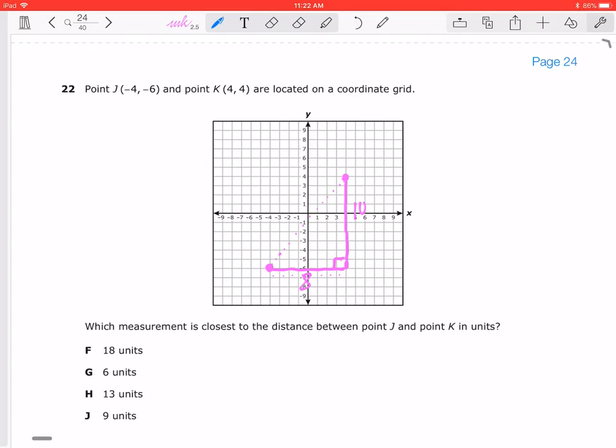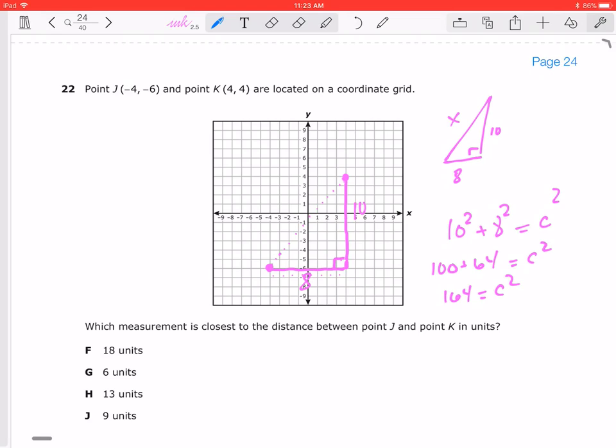These straight lines here are my legs. My distance from J to K is my hypotenuse. So I could draw this out as a right triangle. This is 8, this is 10, and this is our unknown value. So I can do 10 squared plus 8 squared is equal to our value. We'll just say c squared or x squared, whatever you want to use. So that's going to be 100 plus 64 is equal to c squared. That's going to be 164 equal to c squared.